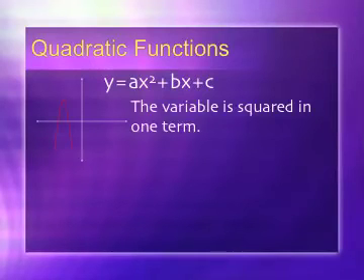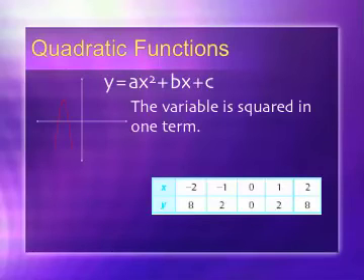The key is that in one term, the variable has been squared, ax squared. B and c are both allowed to be 0, and it would still be a quadratic function. But if a is 0, then we would just have y equals bx plus c, and that would take the form of a linear function.